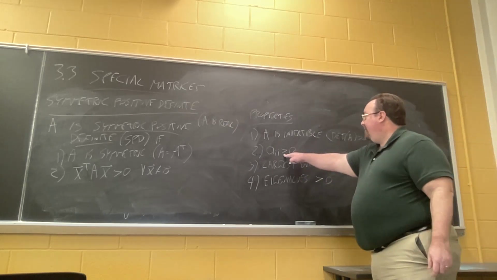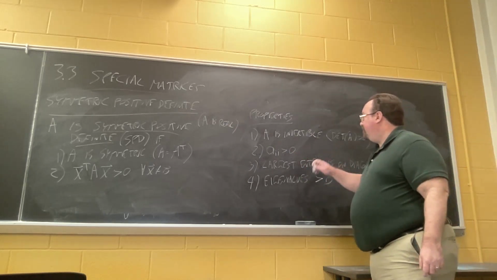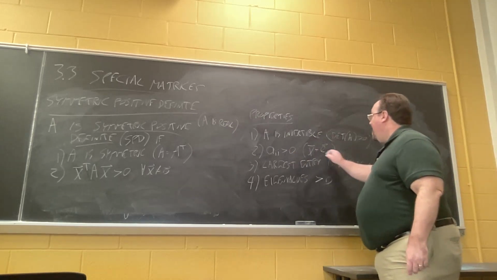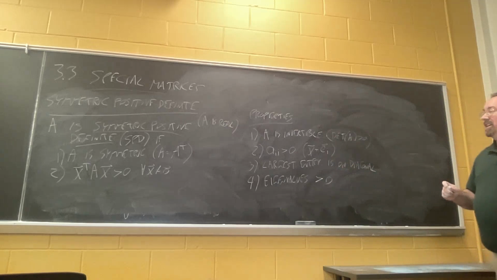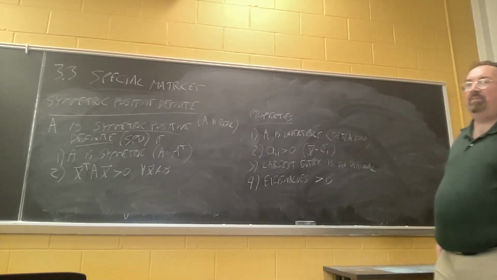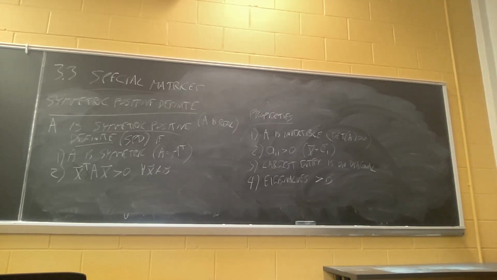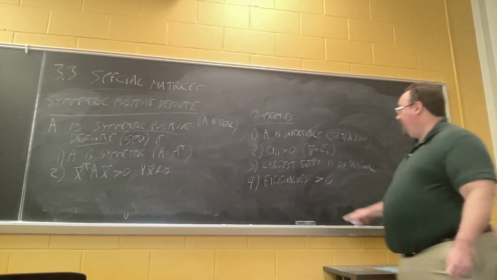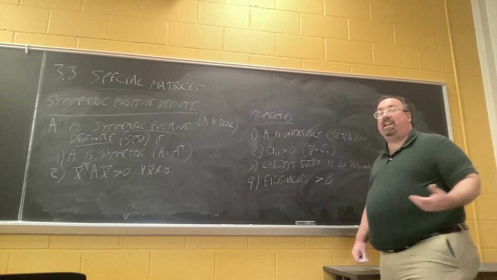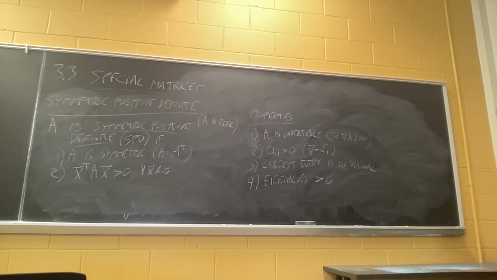This one you can very quickly prove must be true, because we just set X equal to e_i, the ith column of the identity, then X transpose A X is a_ii. That has to be positive. This one you can show by setting X equal to an eigenvector. Then X transpose A X would be X transpose X times the eigenvalue.